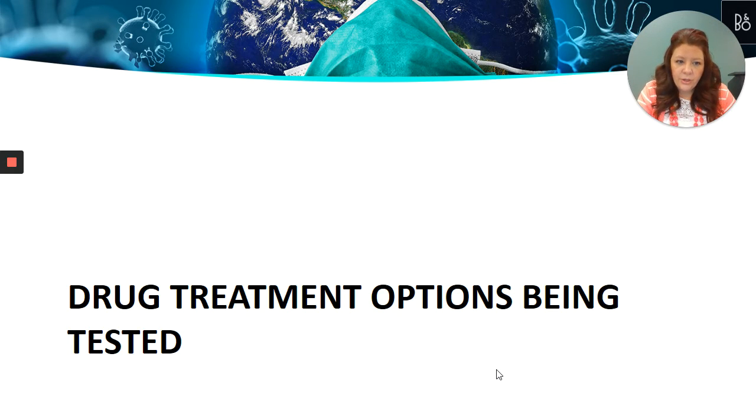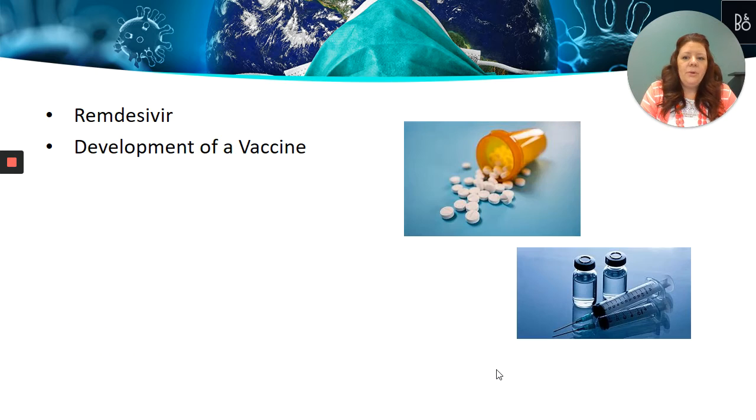So what are the drug treatment options that are being tested? I know we heard a lot about hydroxychloroquine in the beginning. The trials didn't show anything with that, and they were combining it with azithromycin. Now what they're really focusing on is Remdesivir, and then obviously working on developing a vaccine.